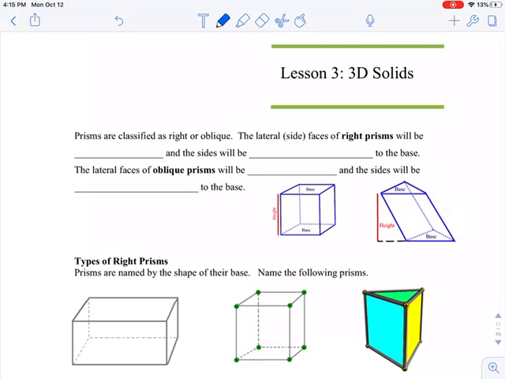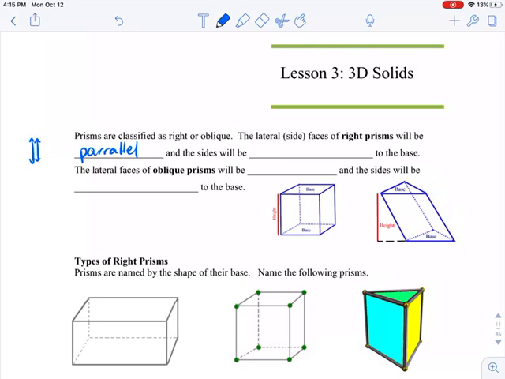Here's lesson 3 on 3D solids. We're going to do a lot of terms and classifying things in this lesson. So prisms are classified as right or oblique. The side faces of right prisms are going to be parallel, which means they don't meet. Two lines that don't meet.